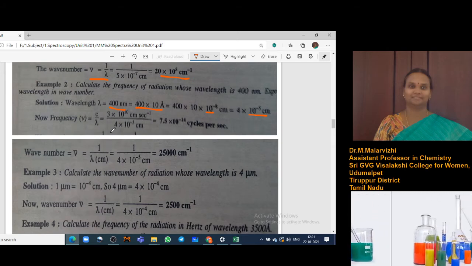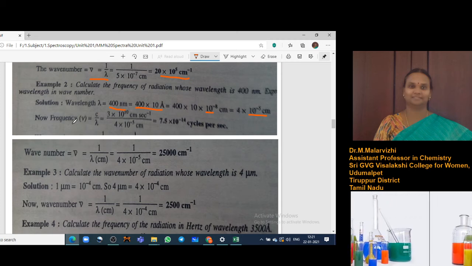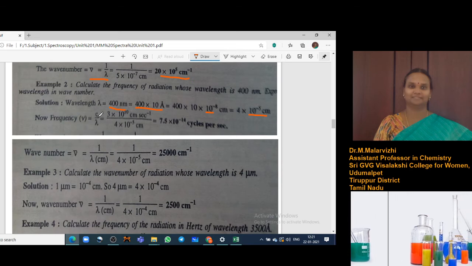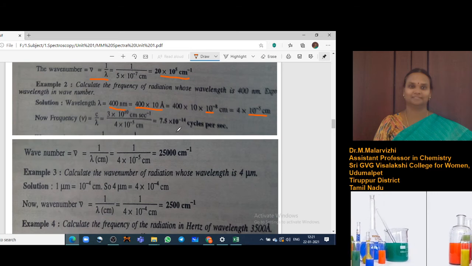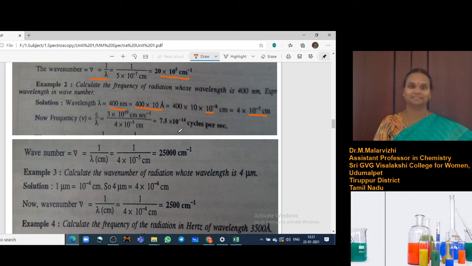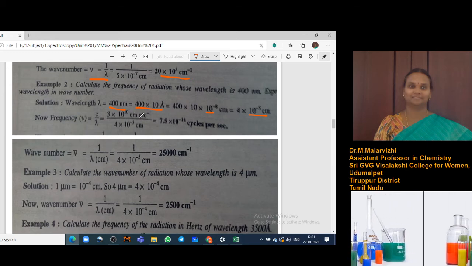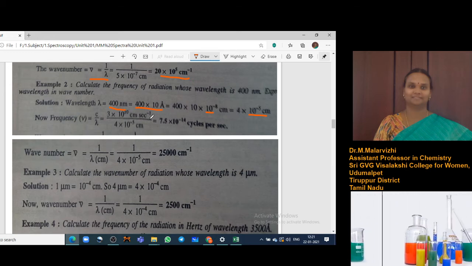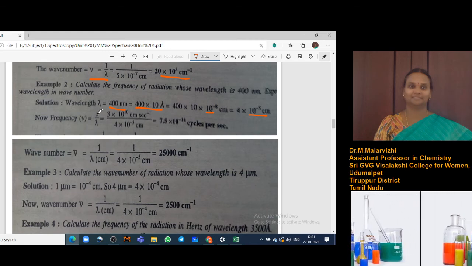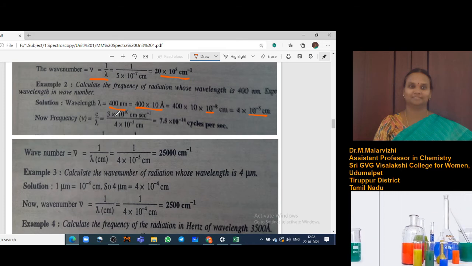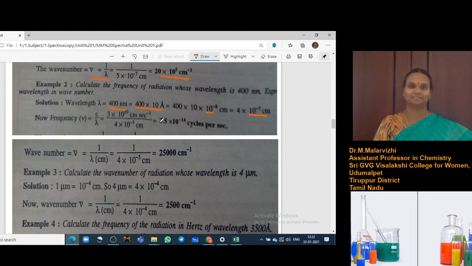So, velocity equal to frequency into wavelength, that we know. By that relation, frequency equals c by lambda. C, that is the velocity of light, we know is 3 into 10 power 10 centimeter per second. Here again, remember girls, 3 into 10 power 8 means it is meter per second, but we have to use only centimeter unit. So get the velocity in centimeter unit: 3 into 10 power 10 centimeter per second.